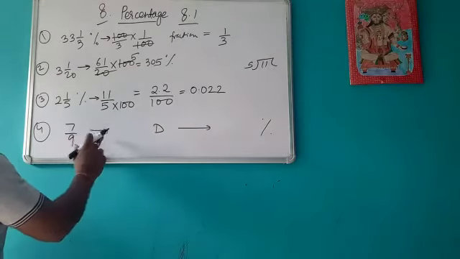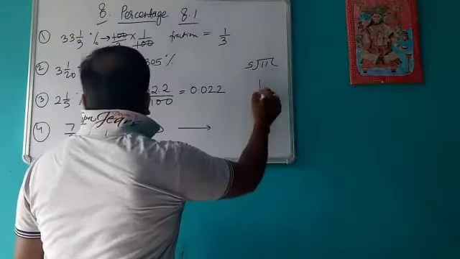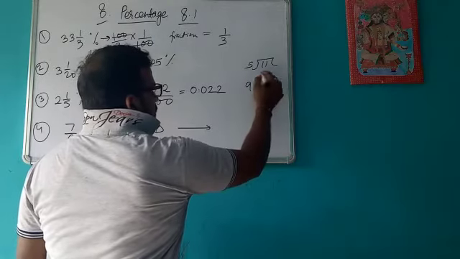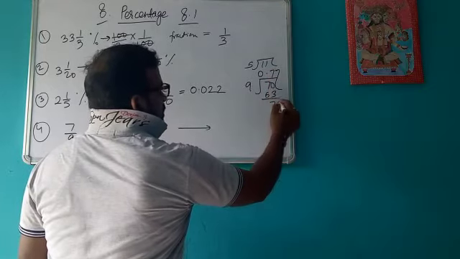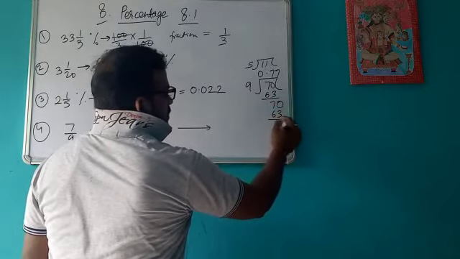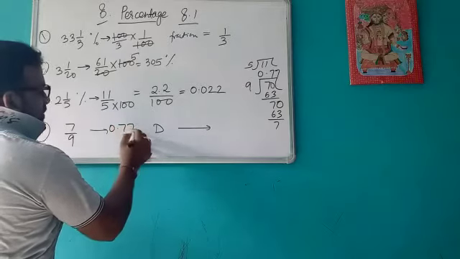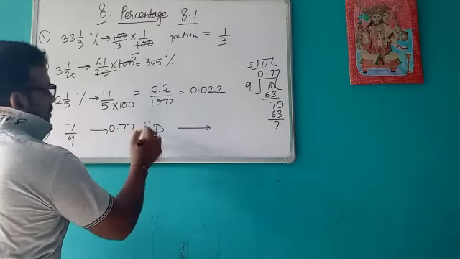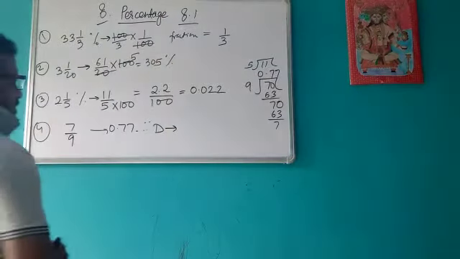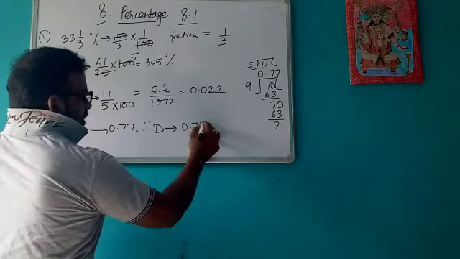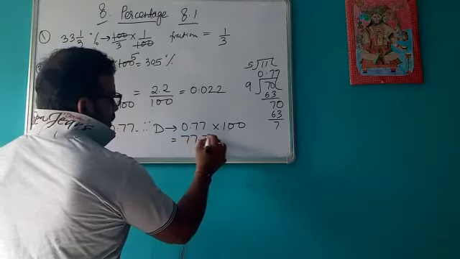Then in this question we have to convert first 7 upon 9 into the decimal. If you remember how to convert 7 upon 9, it was like this. It is a non-terminating decimal, so we will write it like this, 0.77 and so on. Then we have to convert this decimal into the percentage, so we will simply multiply it by 100. So what we will get is 77.77%.